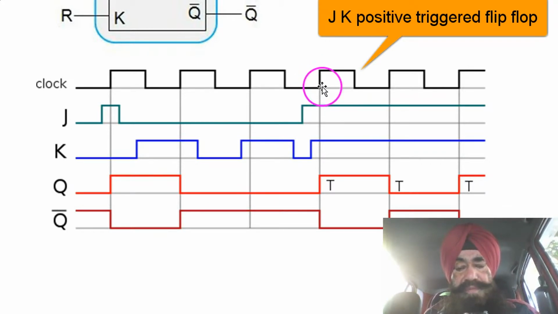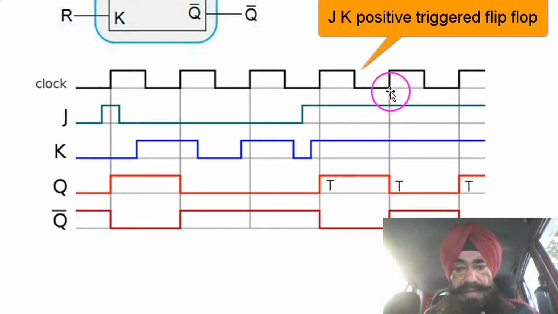Now coming to this leading edge, okay, positive triggering edge, with the rising edge. Now J is high, K is high. So the flip-flop will toggle. Q was low, now goes to high. Q complement was high, now goes to low. Okay, it toggles. Again, don't bother about in between.